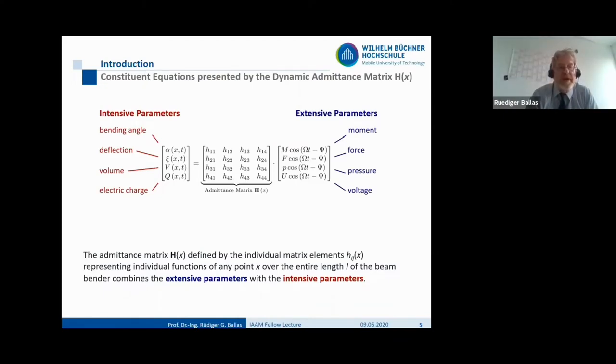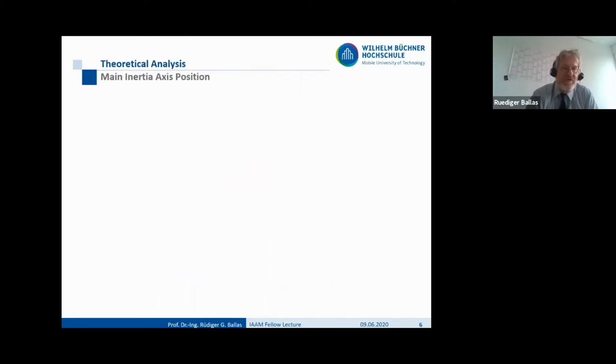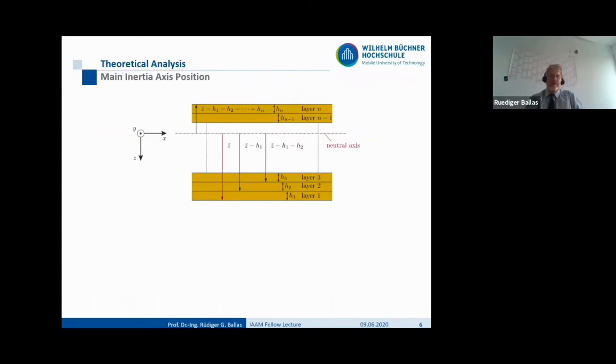So what's the way to get this? Now let's start with the main inertial axis position. It's a really simple starting point, but I started with an N-layered approach. That means I assume N layers. Each layer has a thickness, denoted with h and indexed by the layer number. And when you have a closer look at this picture, you see the main inertial axis, or neutral axis, is that axis where no strain or no stress will result after the bending.